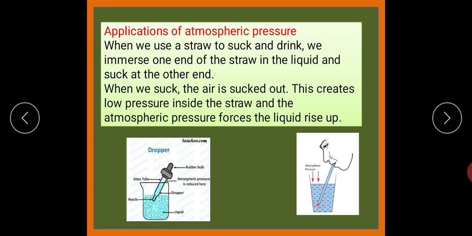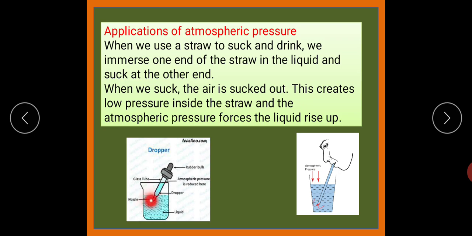Now, applications of atmospheric pressure. When we are trying to suck any juice or liquid with the help of a straw, what do we do? You first suck the straw, right? Is the straw empty? No, it's filled with air. So when you suck in the air, there is a low pressure generated in the straw, and as the low pressure is generated in the straw, the liquid rises up and you can drink it, right?